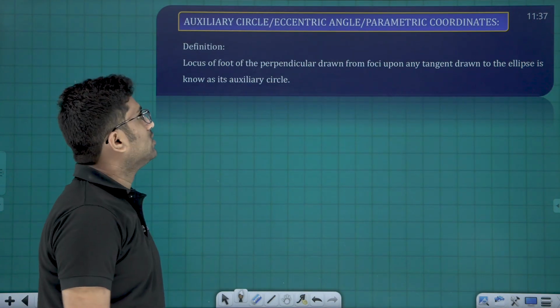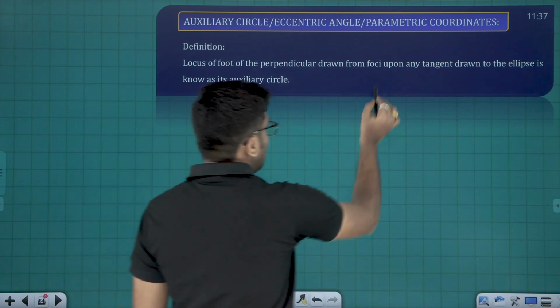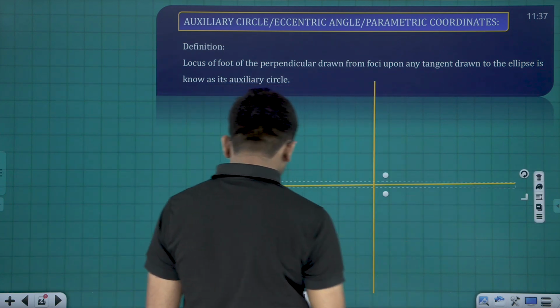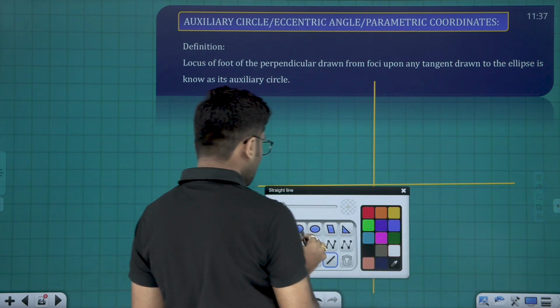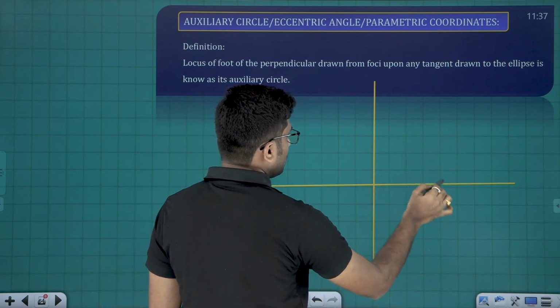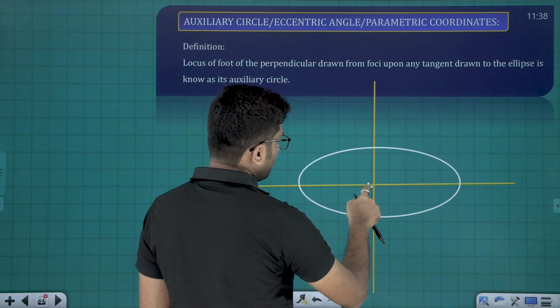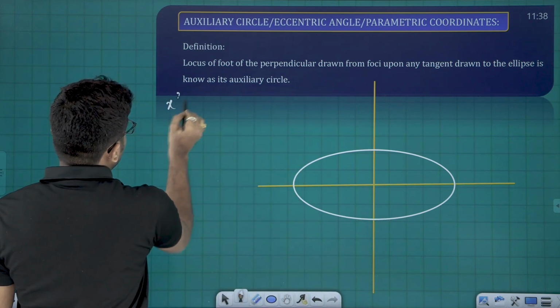Auxiliary circle or eccentric angle, parametric coordinates. Guys, so simple. Auxiliary circle. Consider an ellipse x square by a square plus y square by b square is equal to 1. Horizontal ellipse.